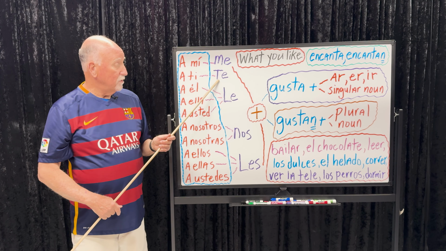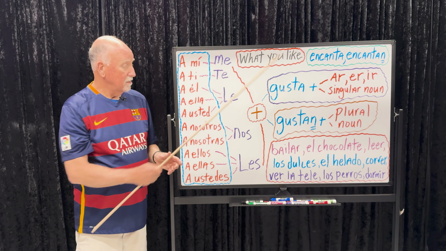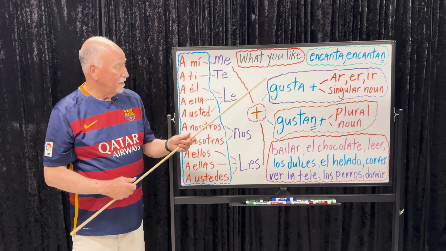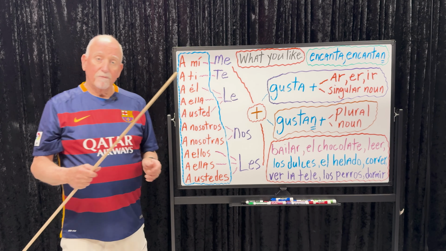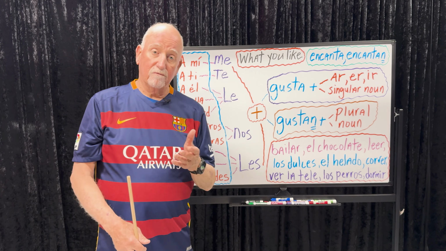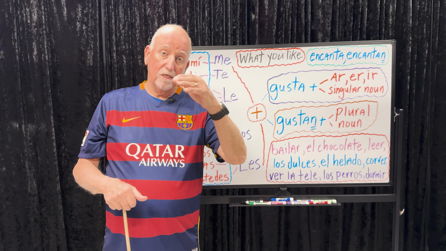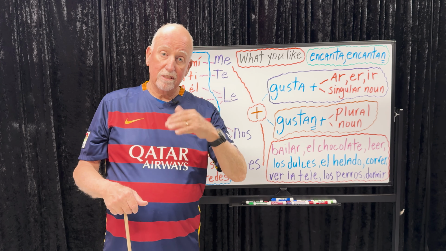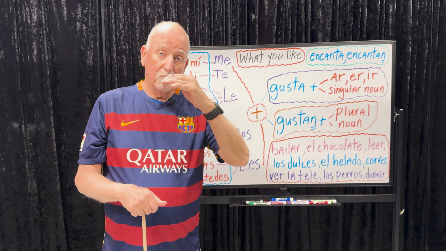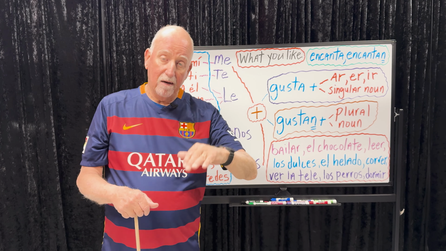Do you like to swim? ¿Te gusta nadar? Do you like to run? ¿Te gusta correr? We learned how to conjugate some verbs like estar: estoy, estás, está, estamos, están. The verb to go: voy, vas, va, vamos, van.